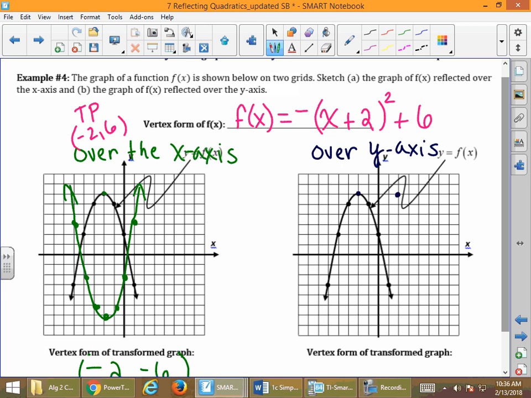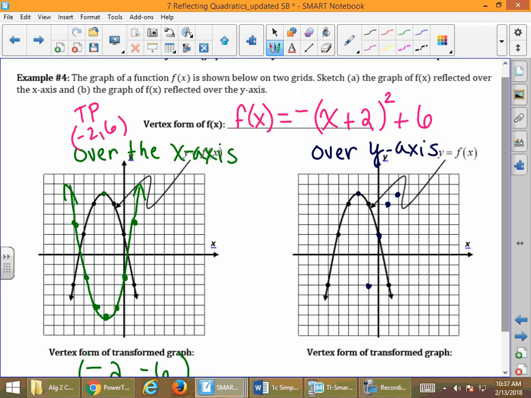That vertex is 2 spaces away from the y-axis on the left, so it's going to be 2 spaces away from the y-axis on the right. Our point negative 1, 5 is going to become positive 1, 5, 1 space away from the y-axis on the other side. Our point 0, 2 is going to stay 0, 2. And our point 1, negative 3 is going to become negative 1, negative 3.